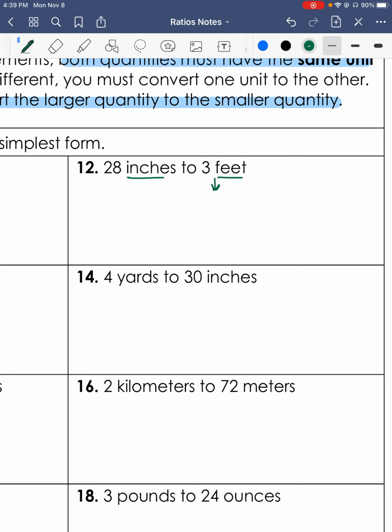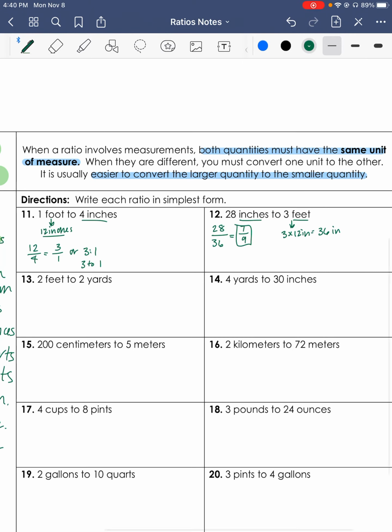Every 1 foot is 12 inches, so for 3 feet, we need to multiply 3 times 12 inches, and that will give us 36 inches. Okay, so now we have 28 inches to 36 inches. There's our ratio. We just need to simplify this. 28 and 36, if we do 2, I think we could do 4, right? That will give us 7 over 9. And I believe that's going to be where we stop here, 7 over 9. So that is our ratio for this one, okay?